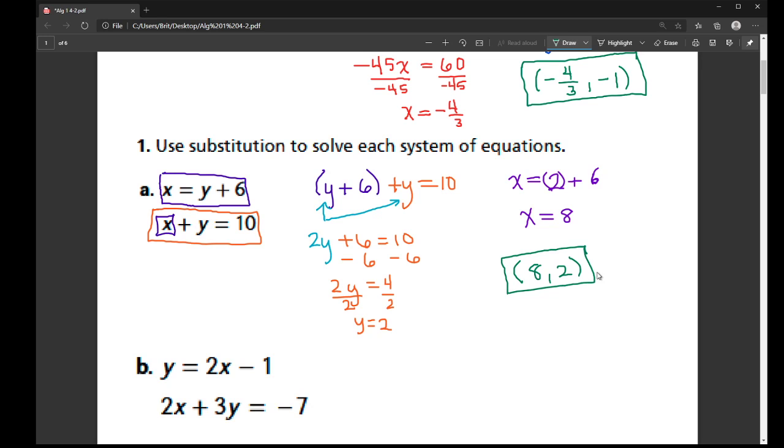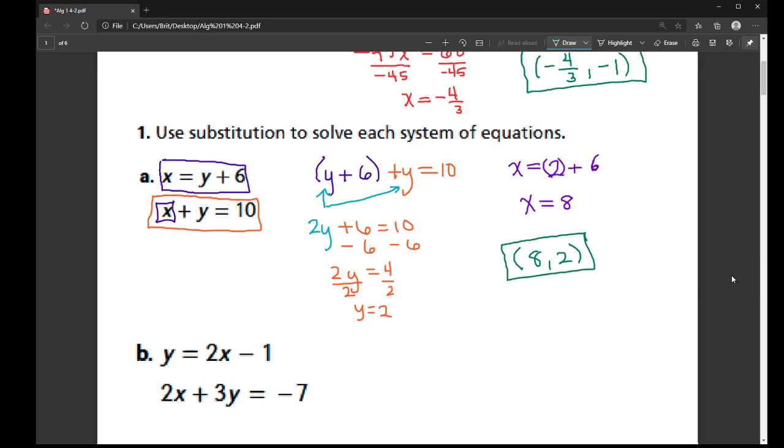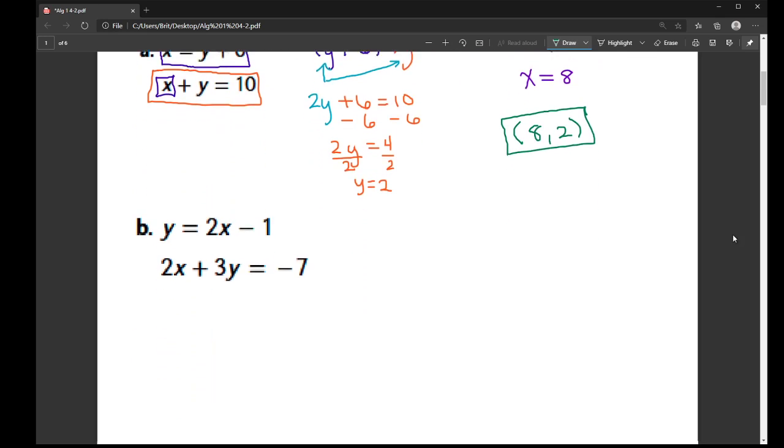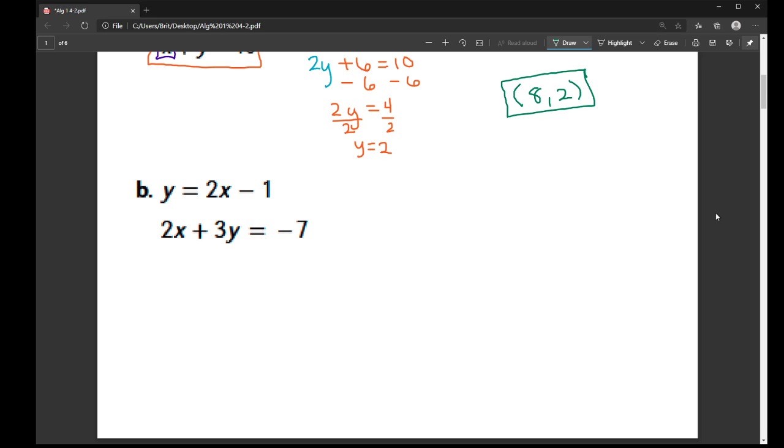I could have graphed this one and gotten an exact solution, but I think that substitution's a bit easier than graphing because it's faster, honestly, for me.